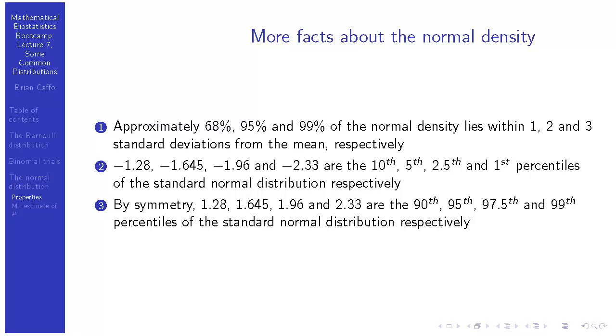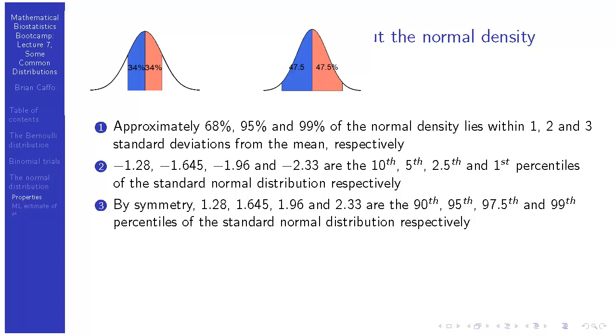Let's just talk about some basic facts about the normal distribution that you should memorize. About 68%, 95%, and 99% of the normal density lies within 1, 2, and 3 standard deviations of the mean, respectively. And it's symmetric about mu. So, for example, take 1 standard deviation: about 34%, 1/2 of 68%, lies within 1 standard deviation on the positive side, and about 34% lies within 1 standard deviation below the mean. So each of these numbers split equally to above the mean versus below the mean.